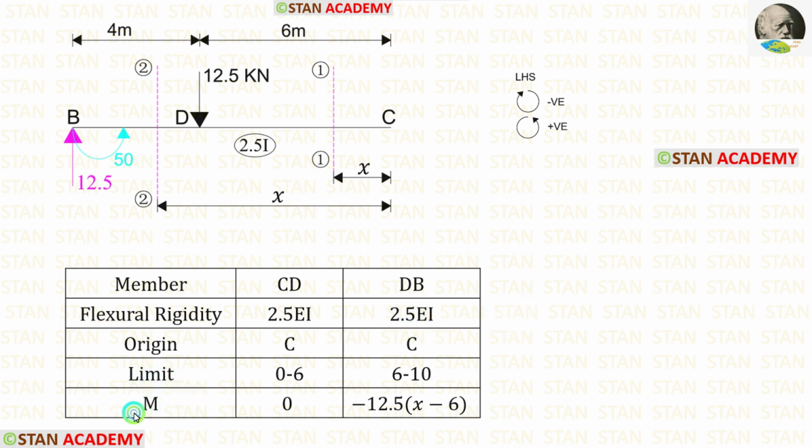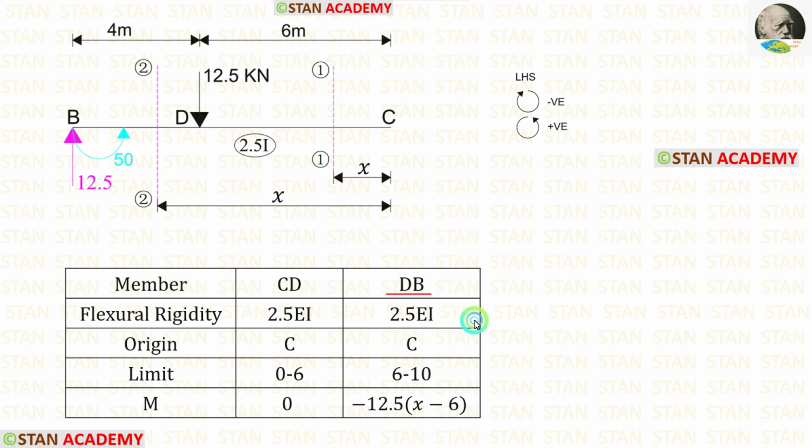Now let us find the moment for CD. We are going to find the moment about the section from the point C. In this case, we are moving towards the left hand side. Clockwise will be negative and anti-clockwise will be positive. Up to the first section, there is no load, so the moment will be 0.